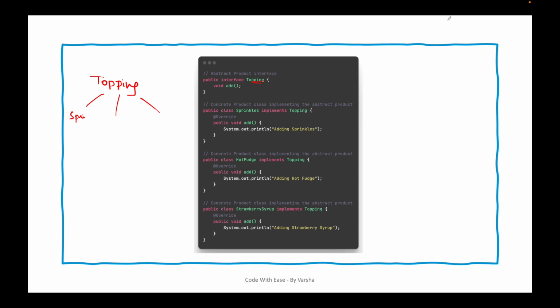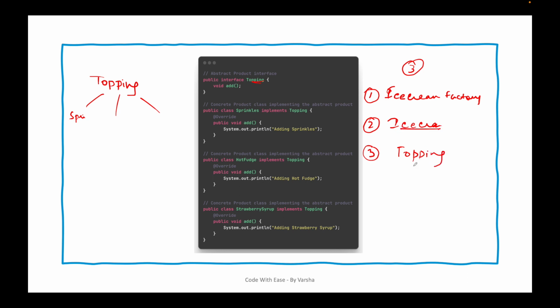So three levels of abstraction we have achieved. One is the ice cream factory. Number one, the ice cream factory is divided into concrete classes of separate factory classes: vanilla, chocolate, strawberry. Number two, the ice cream class itself, which is again divided into vanilla ice cream class, strawberry ice cream class, and chocolate ice cream. And thirdly, the third abstraction is topping. The topping also we have divided.